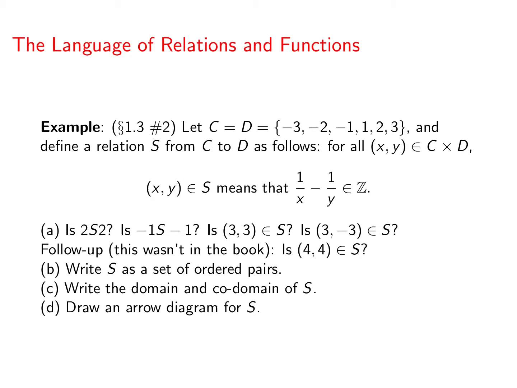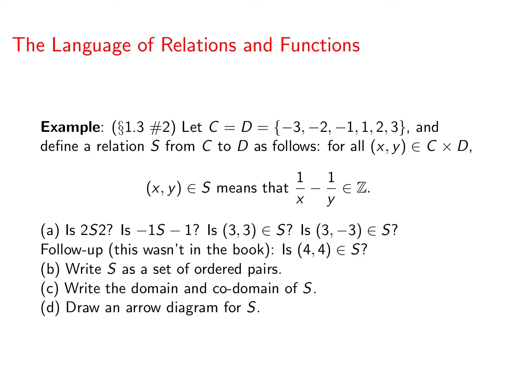Hello, discrete math fans. We're going to try a problem out of the book. This is section 1.3, problem 2. I give you a set, C and D, and they're the same set. They consist of the numbers -3, -2, -1, 1, 2, and 3. And we'll define a relation S from C to D as follows.